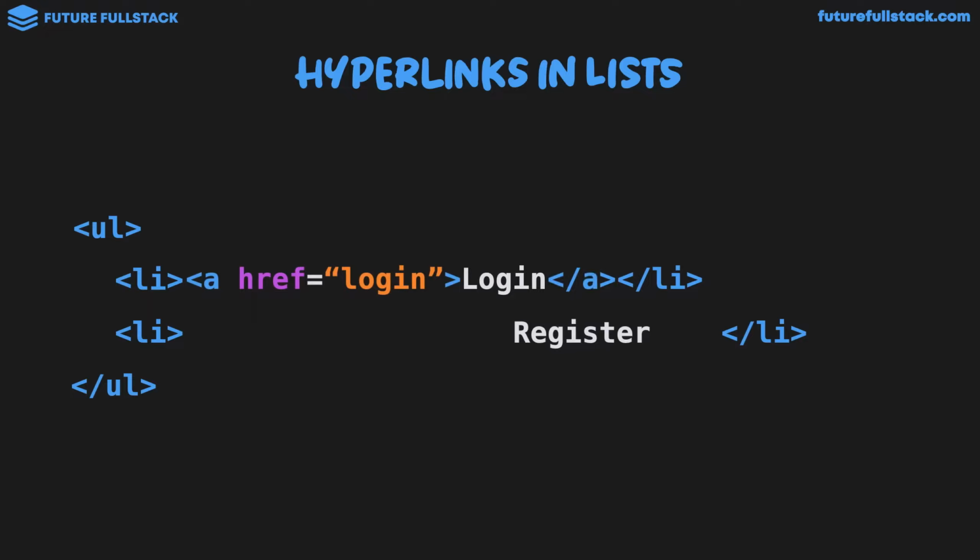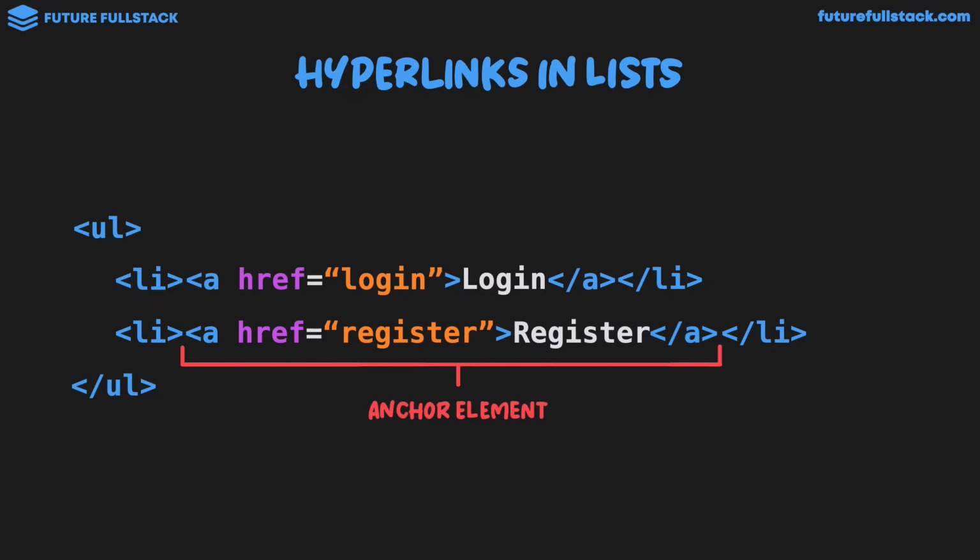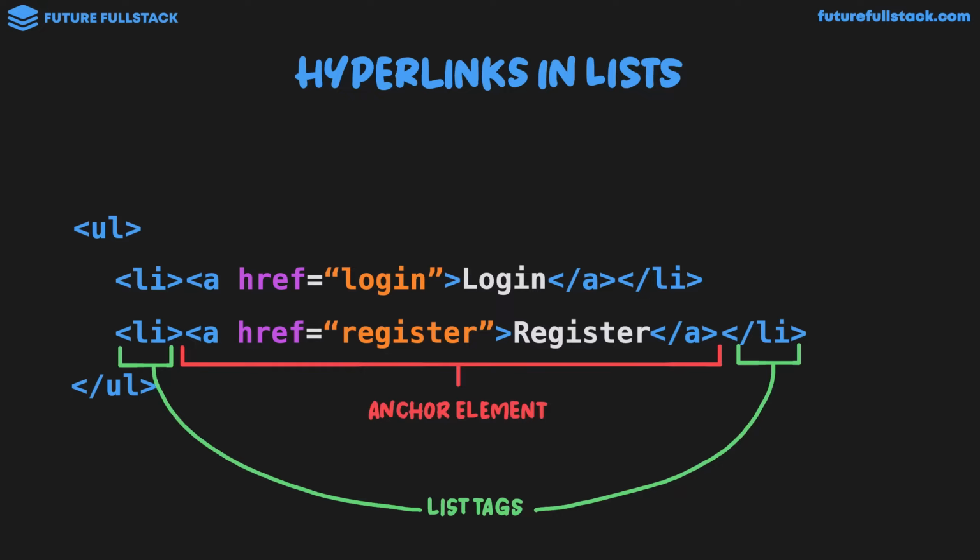As you can see, we also have inside our opening anchor tag the href attribute, which is referencing the login page and is a relative URL. And it's the same for the register text. It now becomes hyperlink text inside anchor tags, which is inside the list item, and is also the href attribute pointing to the register page. So we can see we now have an anchor element wrapped inside list tags.